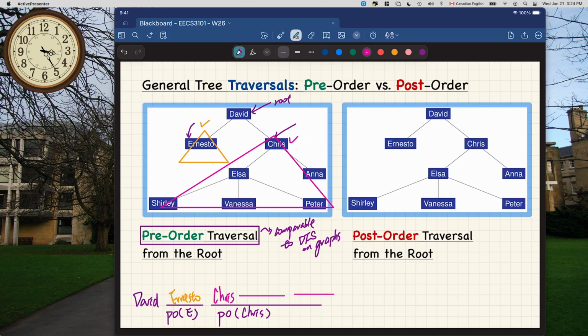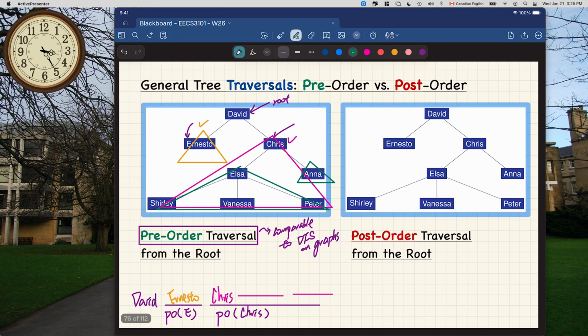And for that one there, you can see we got, this is the first subtree. And this is the second subtree. Right? So you can think about this will be the pre-order on Elsa. And this will be the pre-order on Anna. And if I want to do pre-order on Elsa over here, again, Elsa first, because that's the parent. And then pre-order Shirley, Vanessa, and Peter.